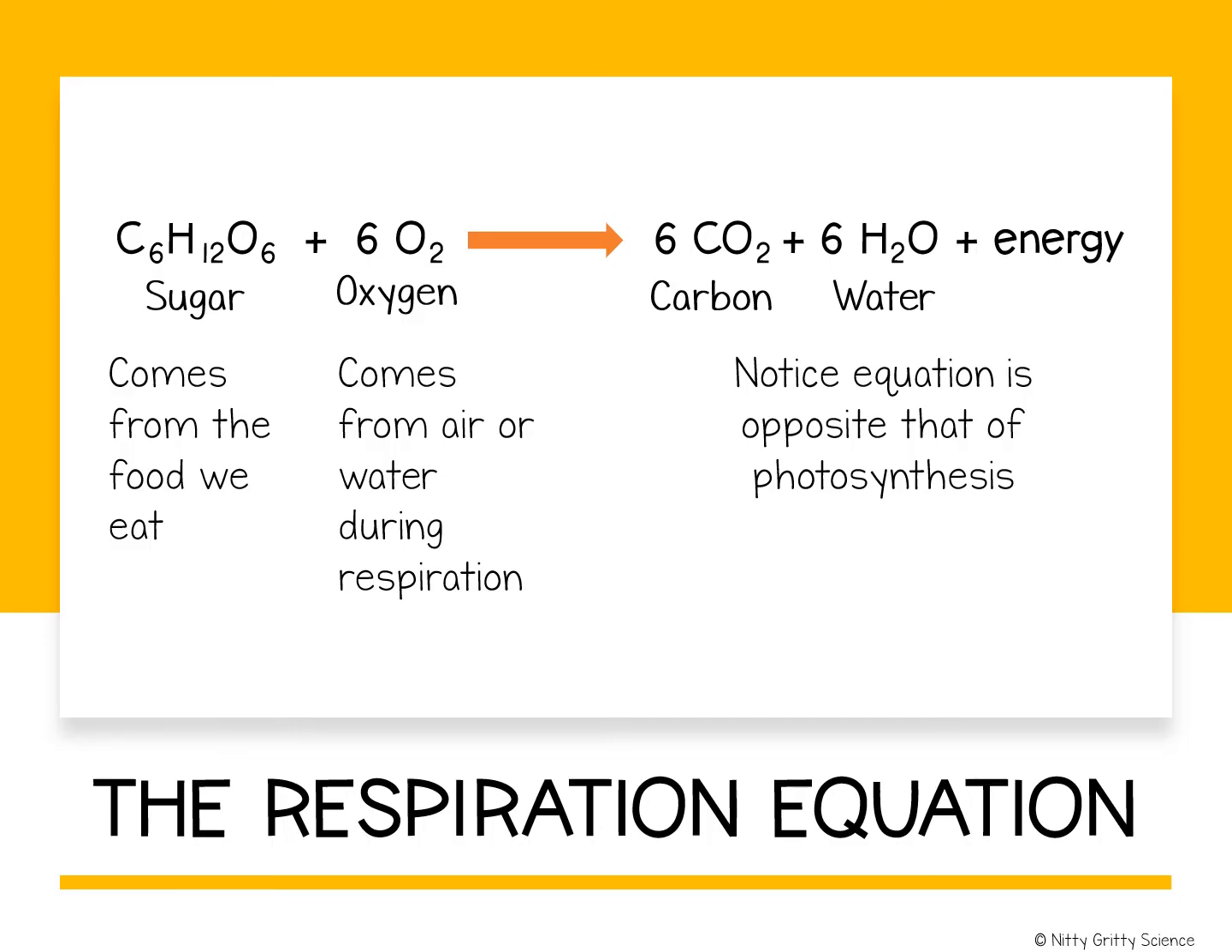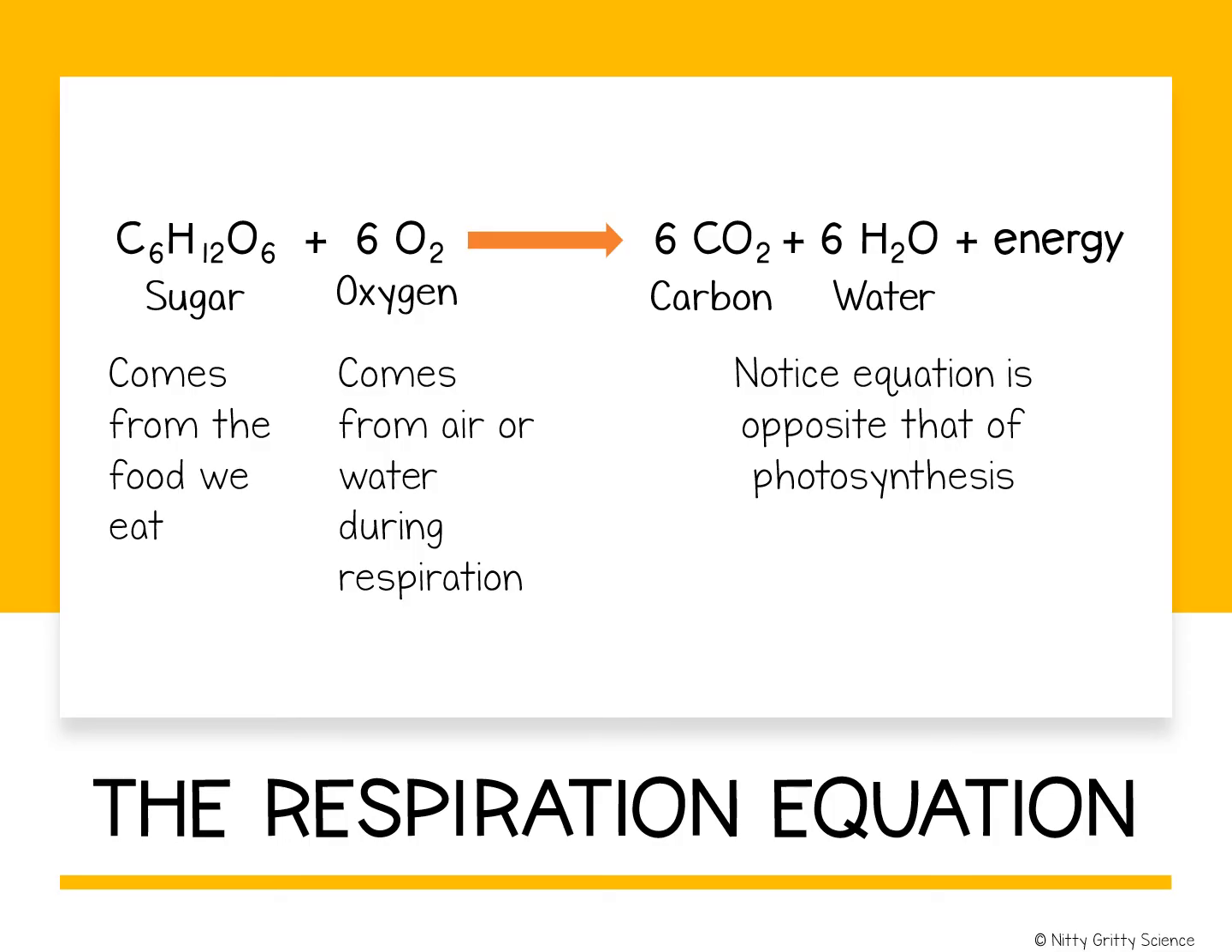Now notice that this equation is the exact opposite of photosynthesis. Together, these two processes form a cycle that keeps the levels of oxygen and carbon dioxide fairly constant in Earth's atmosphere. Living things will use both gases over and over again.